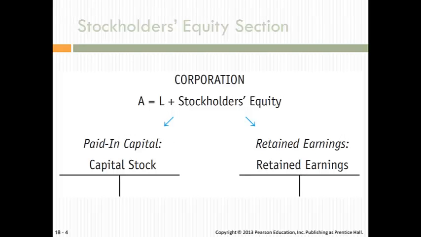Here's an illustration of the two sections of stockholders' equity. The paid-in capital section includes a general ledger account called capital stock. Going forward, you'll learn about other general ledger accounts in that section. The retained earnings section only has one general ledger account, called retained earnings.